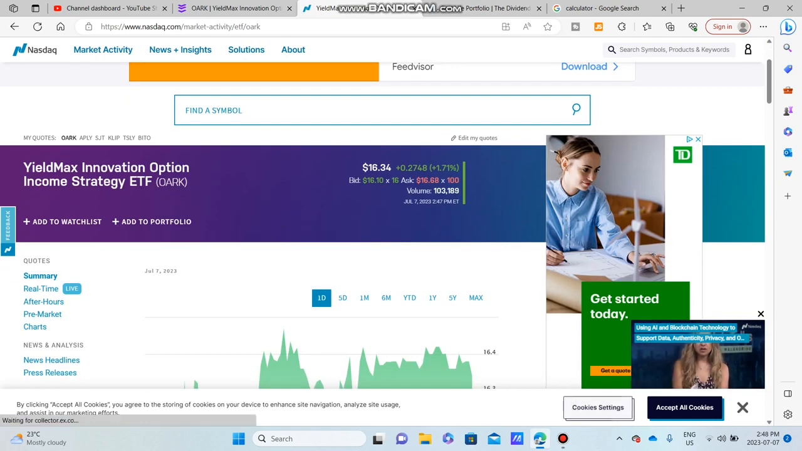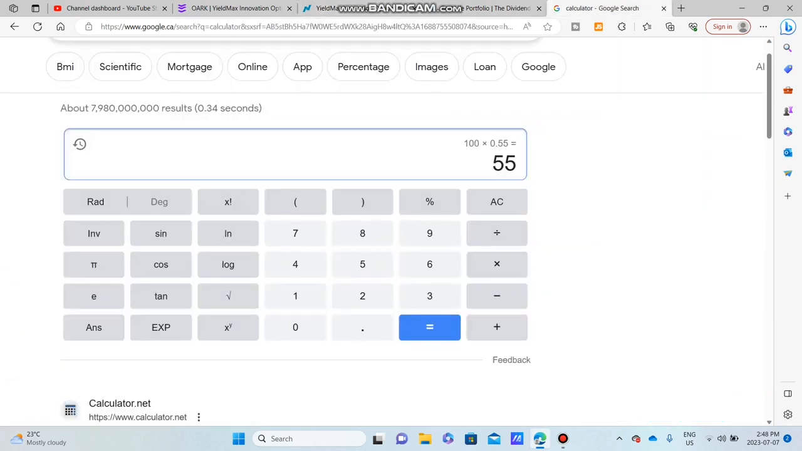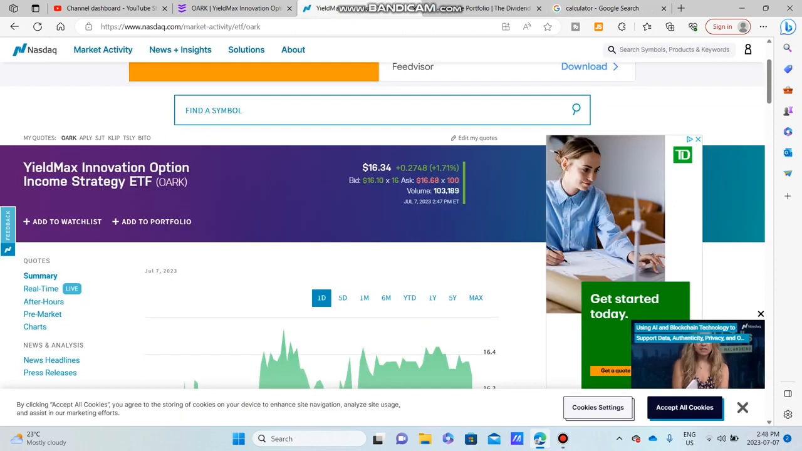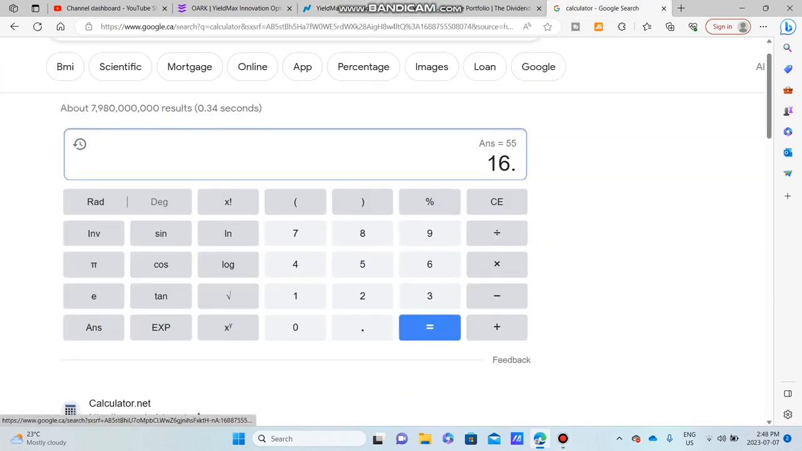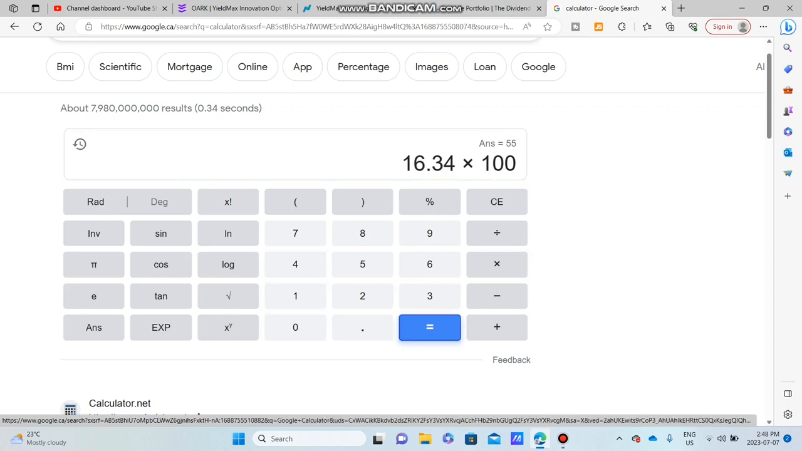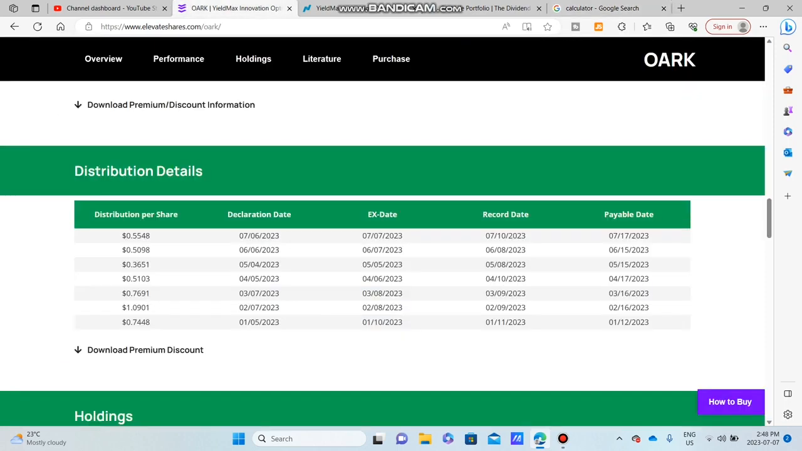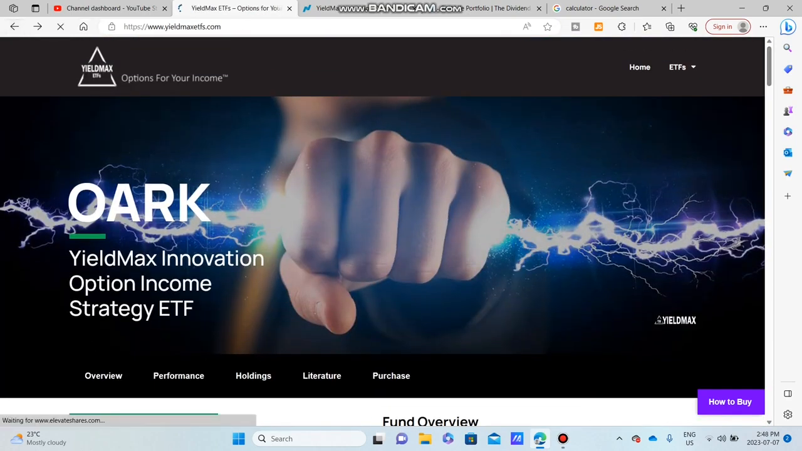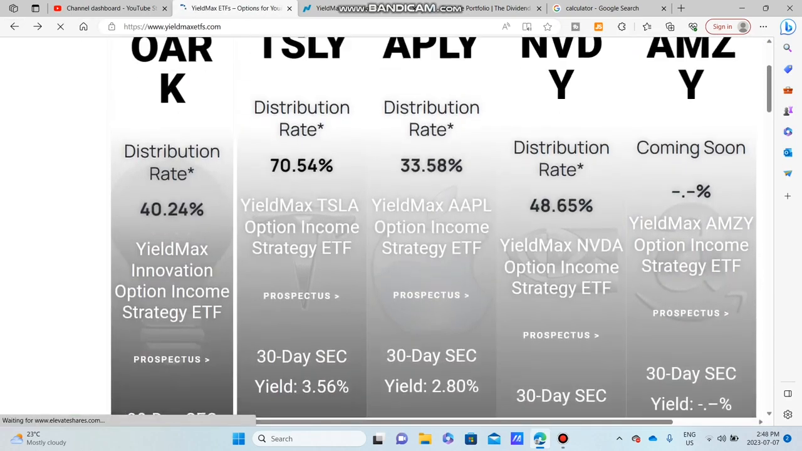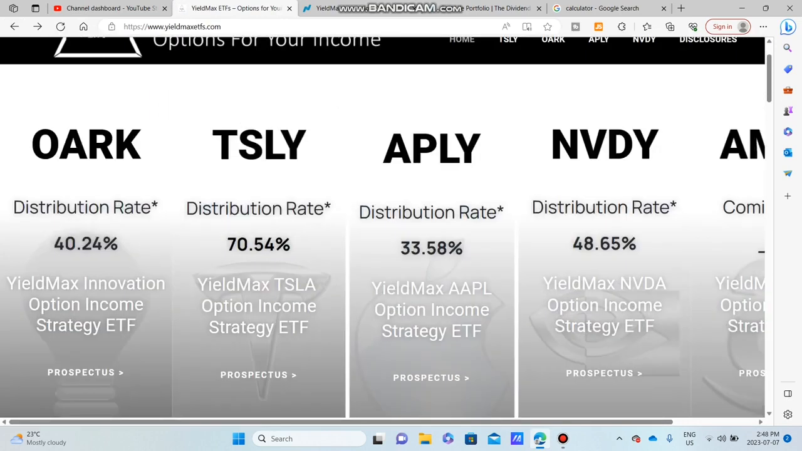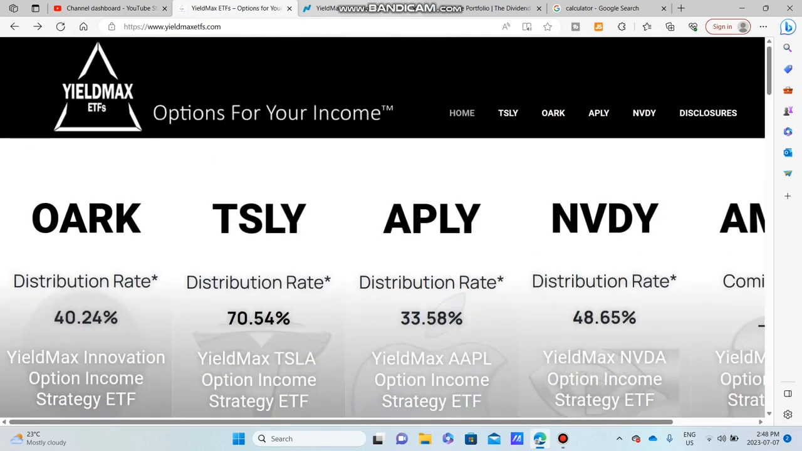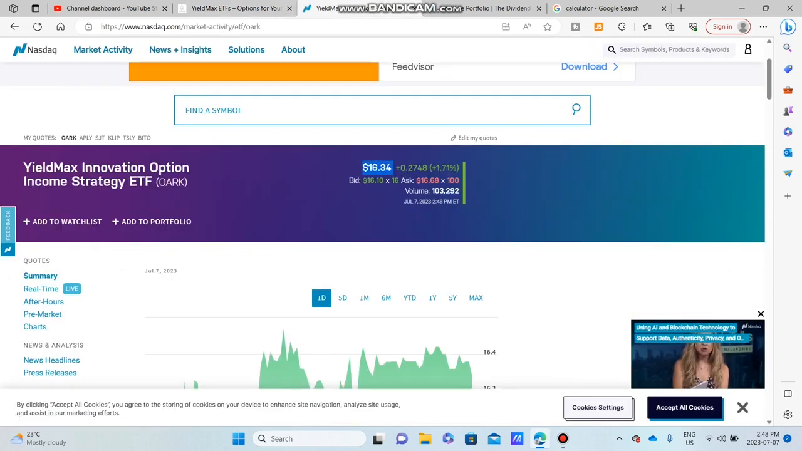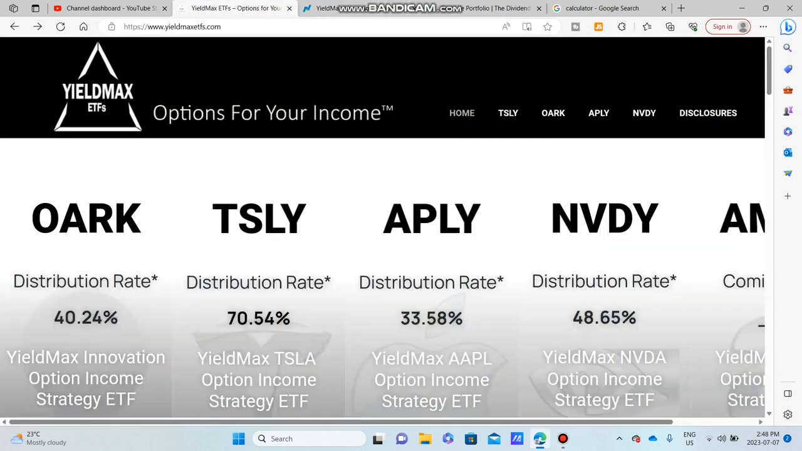But you notice how the price is a lot less. If we go to my calculator here, 1634 times 100, you're looking at about $1,600 to make $55 every single month. Never mind, I am so off my rocker. This is such a better deal than APLY. They are paying a 40% dividend compared to APLY's 33%. Okay, I see now what's going on. But yeah, that's pretty good. So if you did want to invest in OARK, you'd receive $55 a month for 100 shares.